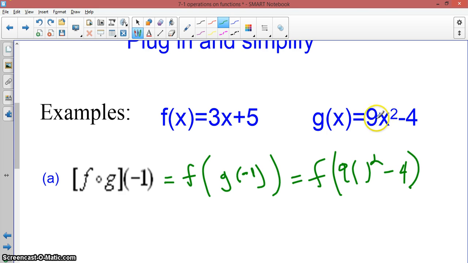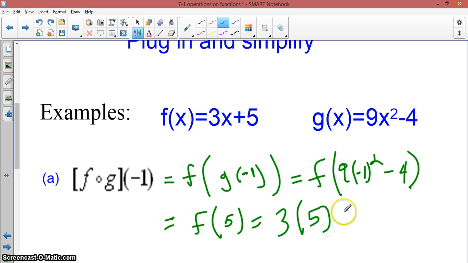That's what g always does. In this case, the number is negative 1. Which equals f with a 5 in there. If you crunch these numbers, you get 9 minus 4, so 5. So the y value in g is 5. And then you take that y value and plug it into f. So the y value for g actually becomes the x value for f. And so you go f of 5 is 3 times 5 plus 5, so it's 20.